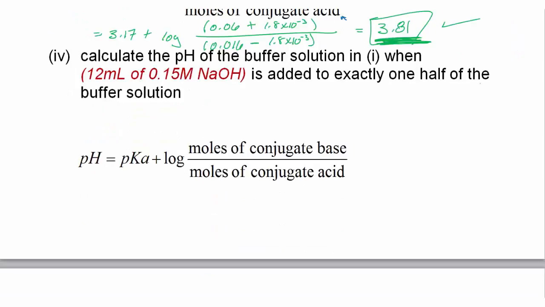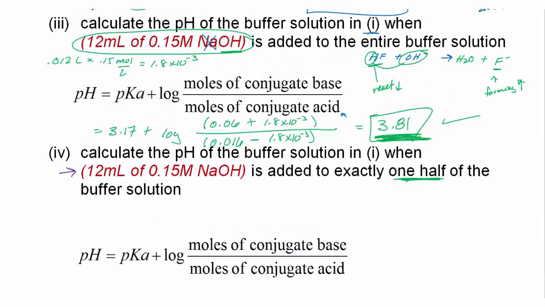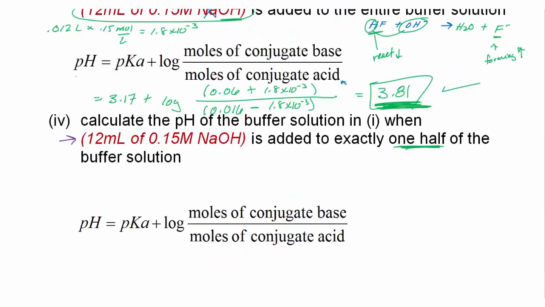is when they don't add it to the entire buffer. You got to be careful. Okay, they didn't add it to the entire buffer. So let's try this. Calculate the pH of the entire buffer solution when 12 mL of 0.15 molar NaOH, the same amount, is added to only 1/2 of the buffer.